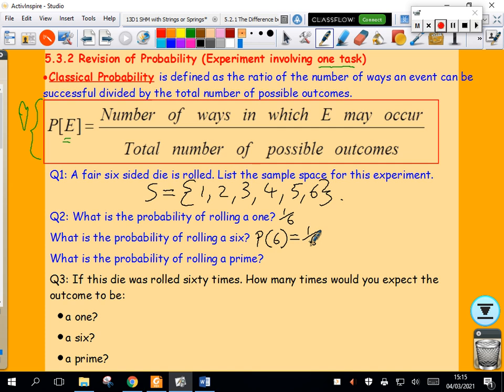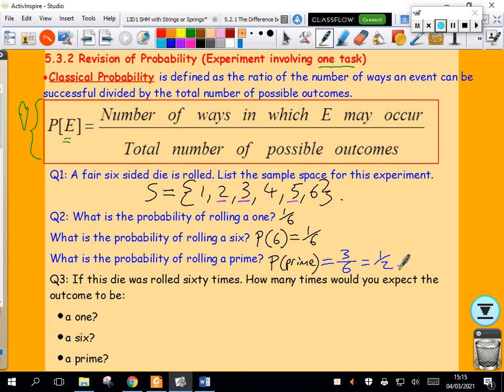What's the probability of rolling a prime? So the probability of rolling a prime number, when I roll a die, is the number of ways a prime number may occur. Well, if we look at the sample space, remember every outcome is equally likely in here. 2 is prime, 3 is prime, 4 is not, 5 is, 1 is not, 6 is not. So there are 3 different ways that I can roll a prime here. The number of possible outcomes is always 6 for a single die experiment. The number of ways I can roll a prime is 3. 3 out of 6, that's a half.